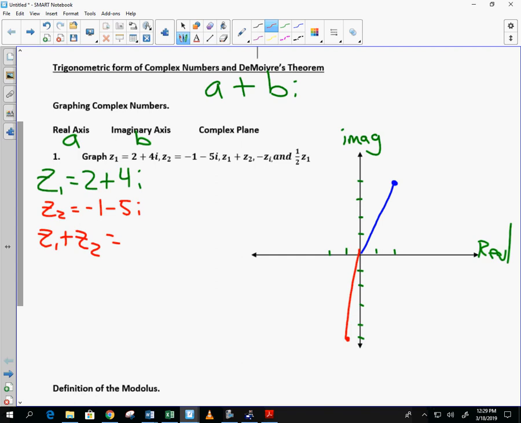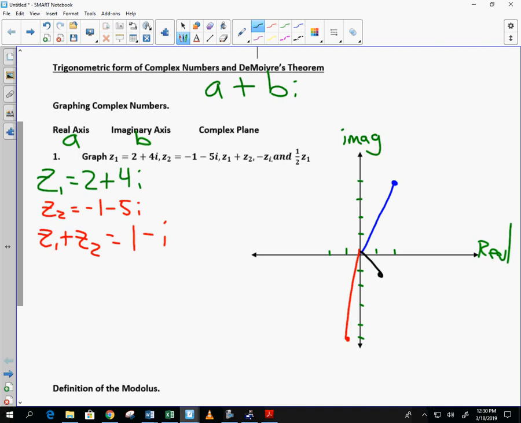We can do all sorts of operations. You could do z sub 1 plus z sub 2. How do you think I do that? I add them together. And 2 and -1 make 1, and 4i and -5i make -i. So 1 minus i, which quadrant is that going to place me in? The 4th quadrant. So I go over 1 and down 1, and that's the plot of z sub 1 plus z sub 2. How are we feeling about that? Yes, it definitely gets more challenging.